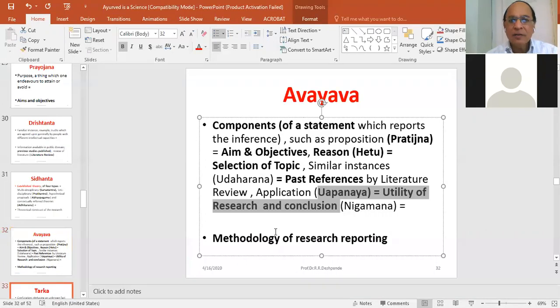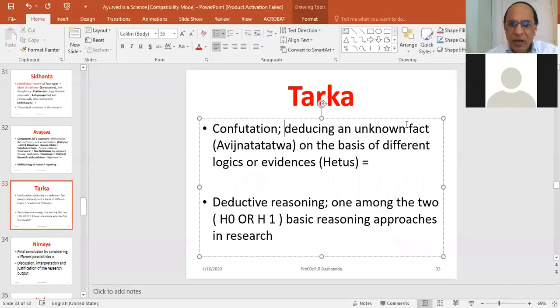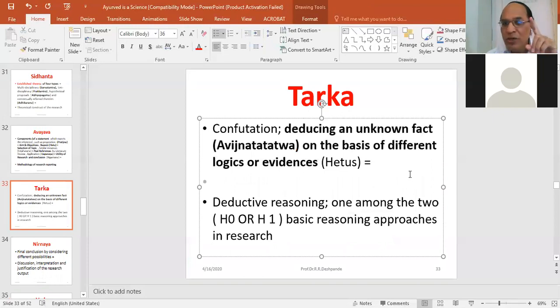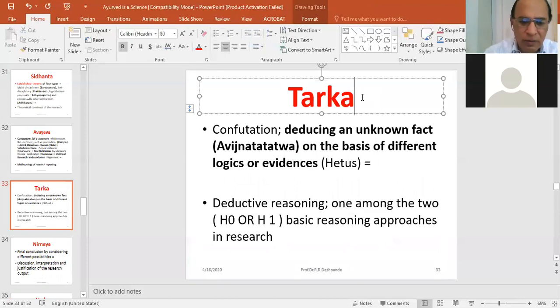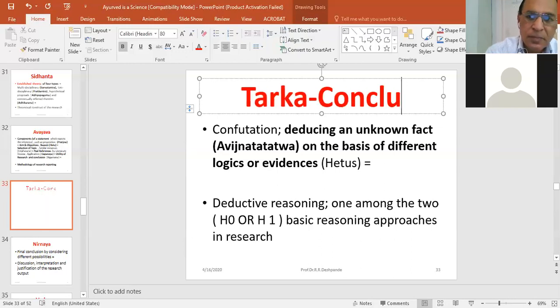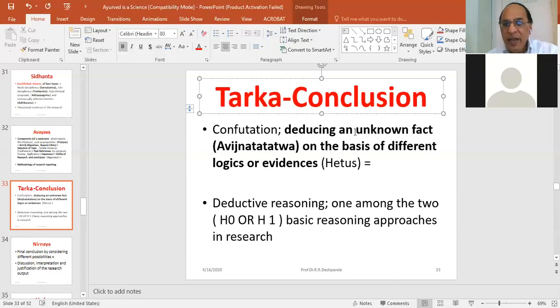Okay. Tark. Tark is deducing an unknown fact on the basis of different evidences. This I am making bold. Okay. What is Tark? Whatever we discuss and make a conclusion, conclusion is nothing but the Tark. I can write it even here. Why not? It's like a conclusion. Conclusion. Okay, it will be helpful for you. Because we are deducing an unknown fact on the basis of different evidences.